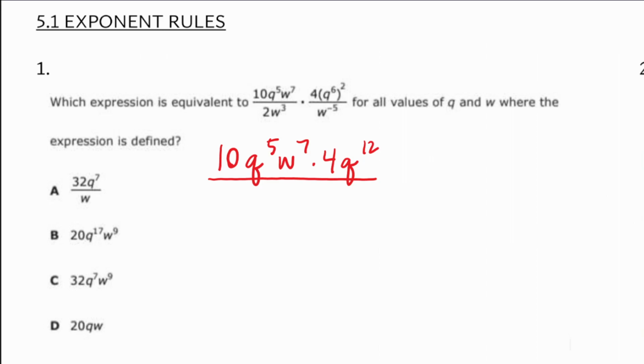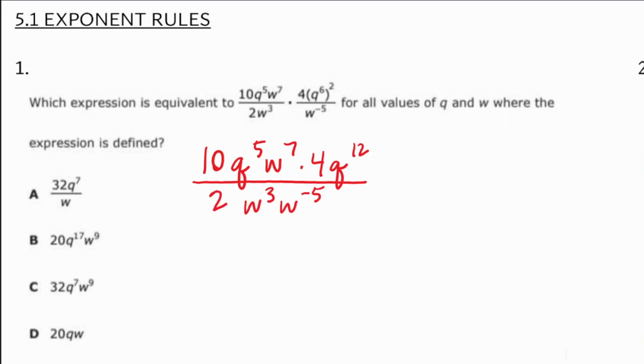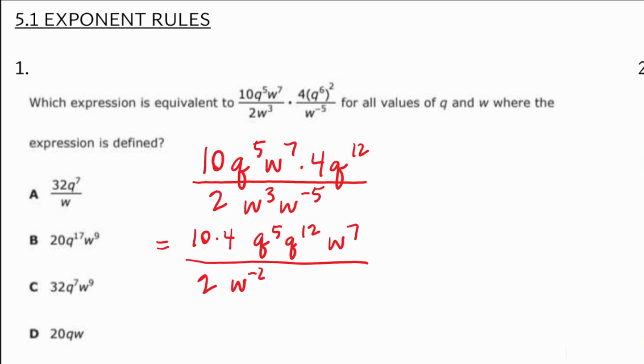Okay, I'm not sure why you can't see that down there in the denominator. I wrote it in there. Alright, there we go. And now I might work on top and bottom, multiplying the things that can be multiplied. So maybe I'll put the 10 and the 4 together. And then I'll put the q's together. That'll be q to the 5 times q to the 12, and then w to the 7, divided by 2. And if I'm multiplying w to the 3 times w to the negative 5, I'm going to add the powers. So it would be a total of w to the negative 2. And while I'm at it, I could multiply q to the 5 times q to the 12, add those exponents, and say, okay, that's going to be q to the 17.